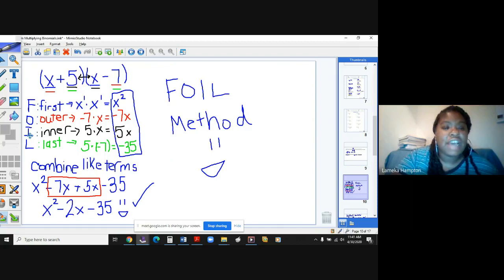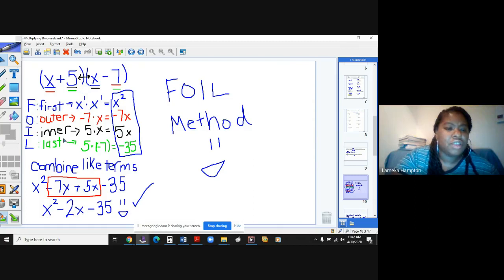So next we have the I. I is for inner. So of course, by deductive reasoning and common sense, if we know that these two are the outer terms and numbers, then these two would be the inner, because they're on the inskirts of the parentheses. So we have 5 times x, which gives us 5x. So again, these are unlike terms that we are multiplying.